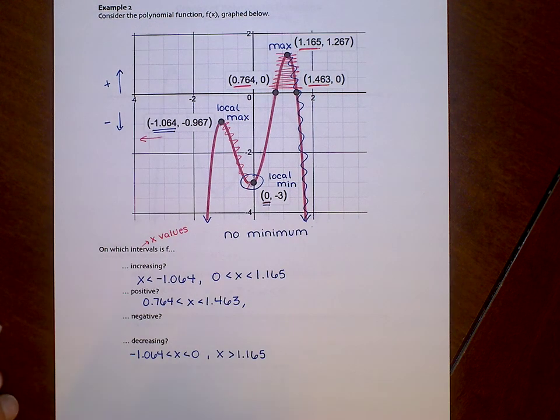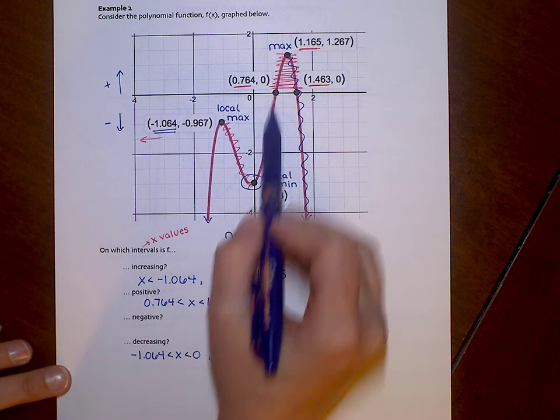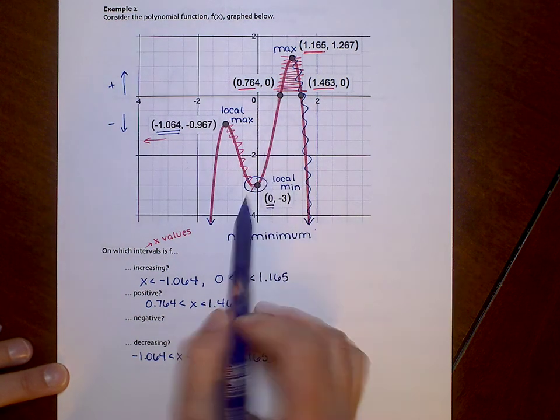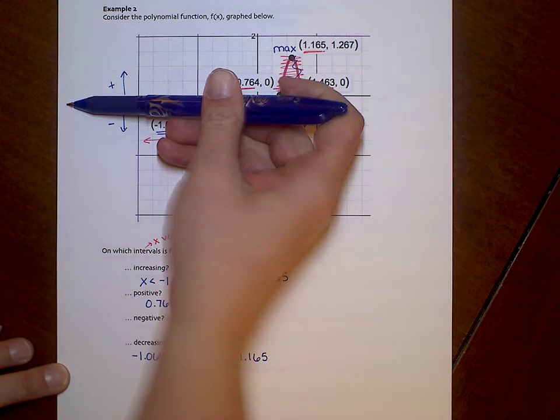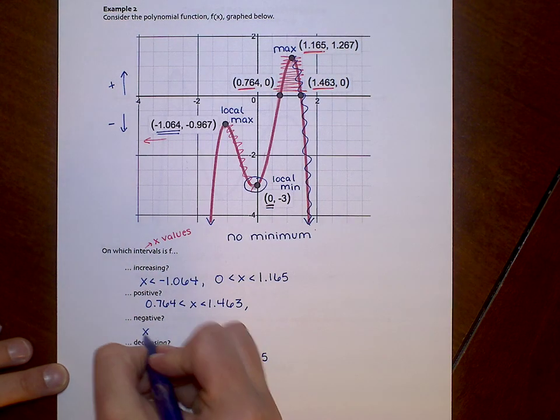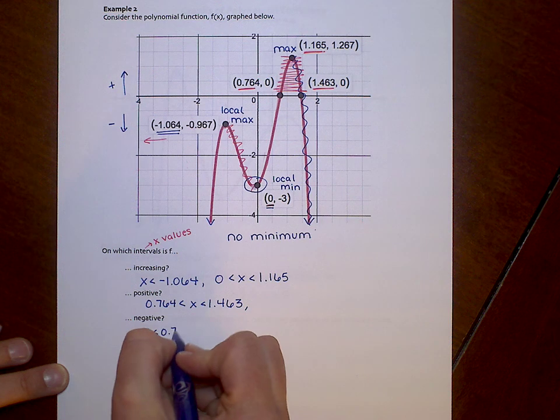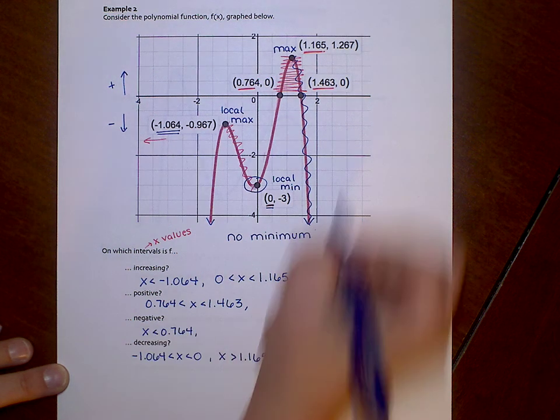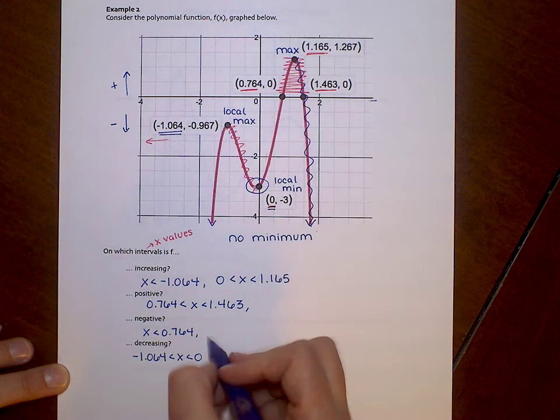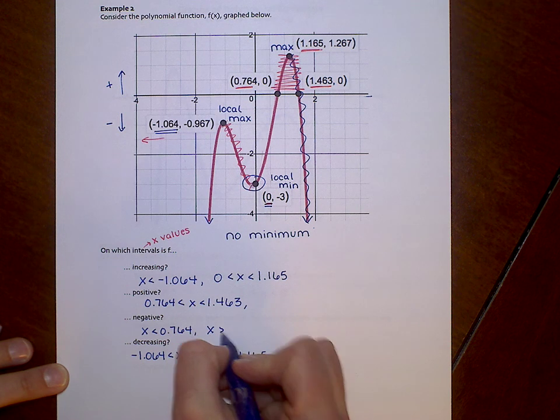Okay. Everywhere else is negative. So I would say everywhere less than that 0.764, so everywhere to the left of 0.764. And everywhere to the right of the 1.463.